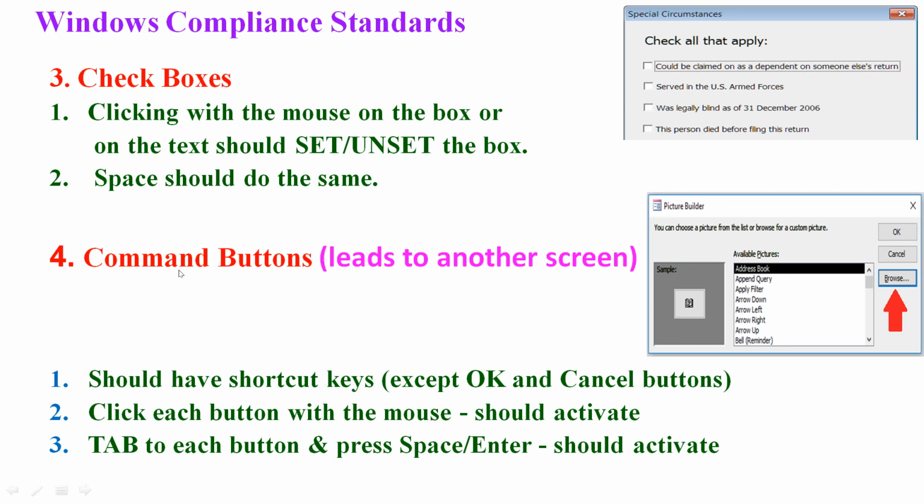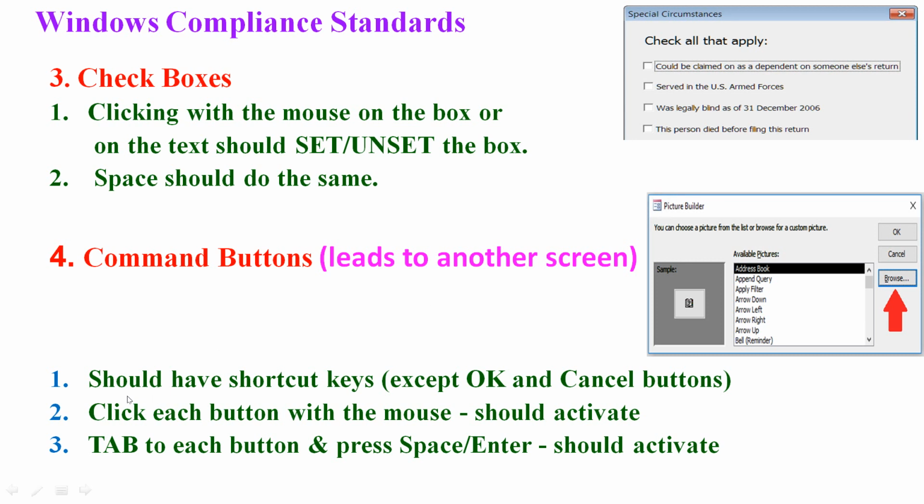Once you click on the command button, that action will lead to another screen. That means here in this picture, if I click on the browse button, because browse is a command button, immediately another screen will be opened, right? These types of buttons are called command buttons.